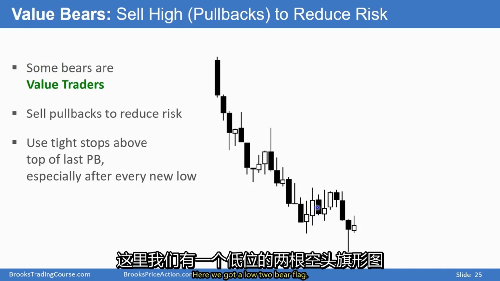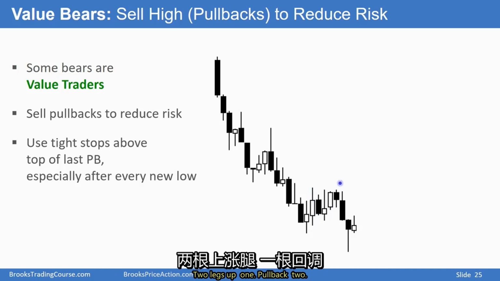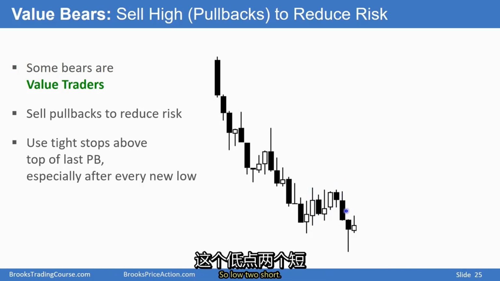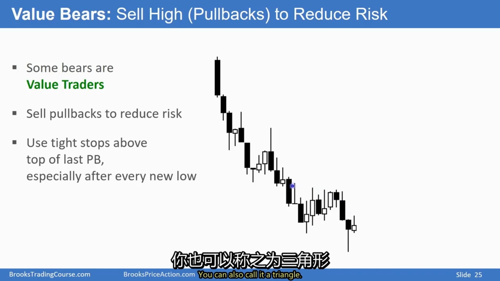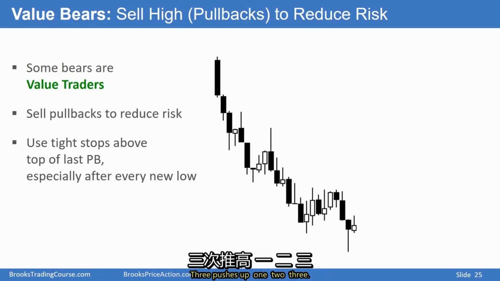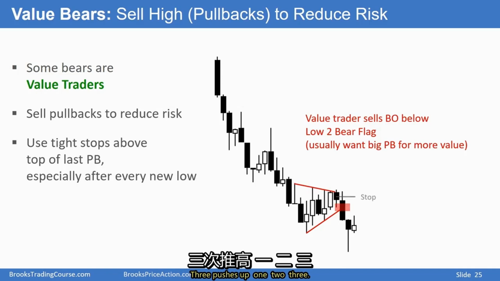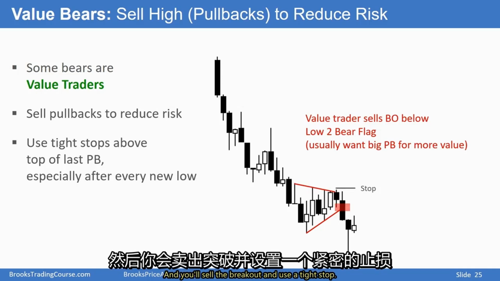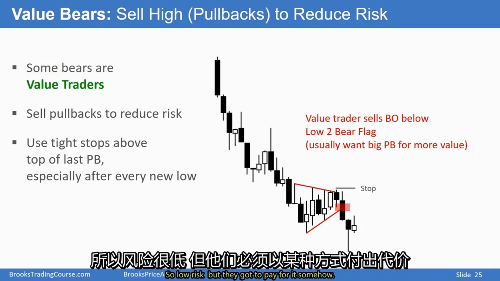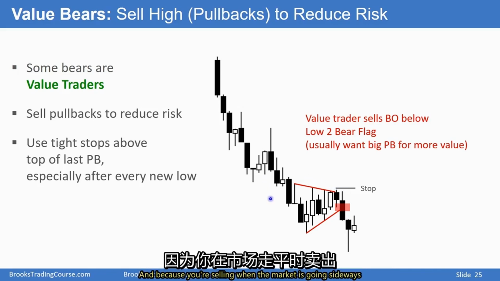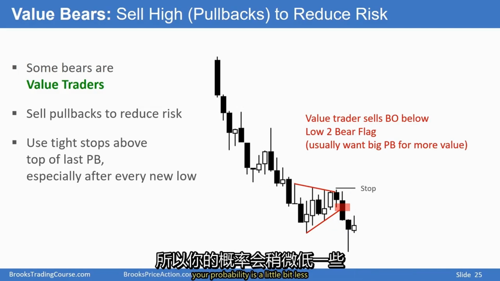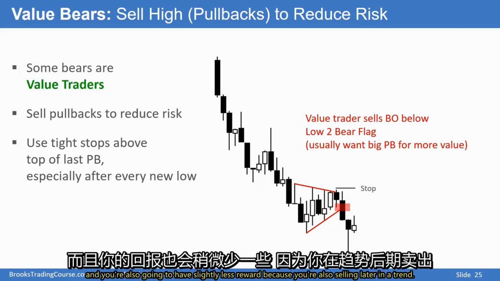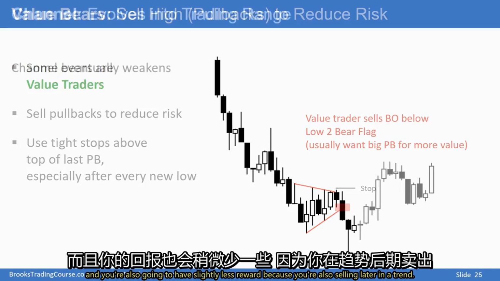Here we got a low 2 bear flag, 2 legs up, 1, pullback, 2. So a low 2 short. You can also call it a triangle, 3 pushes up, 1, 2, 3. And they'll sell the breakout and use a tight stop. So low risk, but they got to pay for it somehow. And because you're selling when the market is going sideways, your probability is a little bit less. And you're also going to have slightly less reward because you're also selling later in a trend.